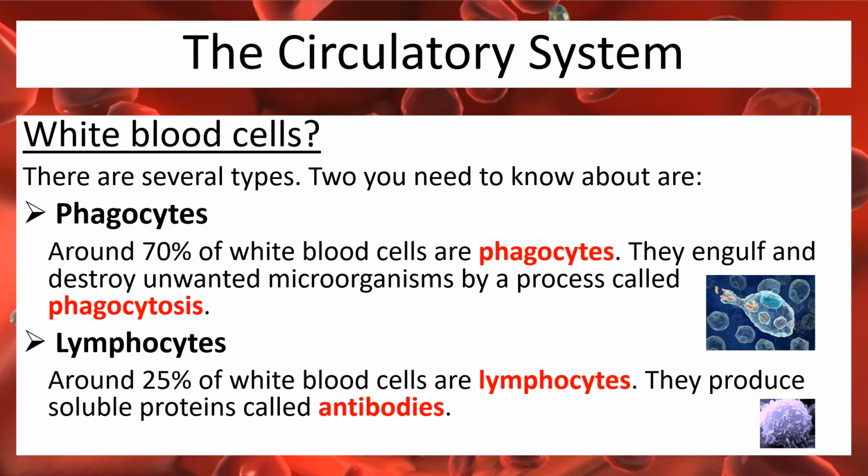There are several types of white blood cell, and you need to know about 2 of them, and they are the most common ones. The first set are the phagocytes, and they make up about 70% of all the white blood cells. They're the ones that get the job of ingesting pathogens. So they engulf and destroy unwanted microorganisms or pathogens by a process called phagocytosis. The picture you can see here on the right sort of shows this.